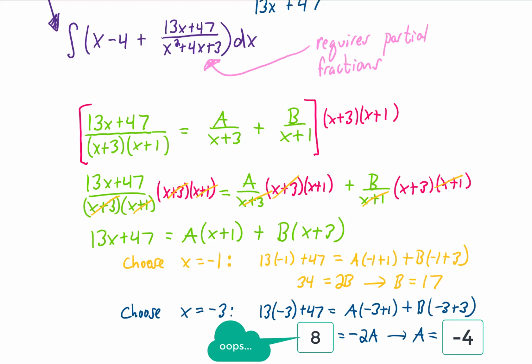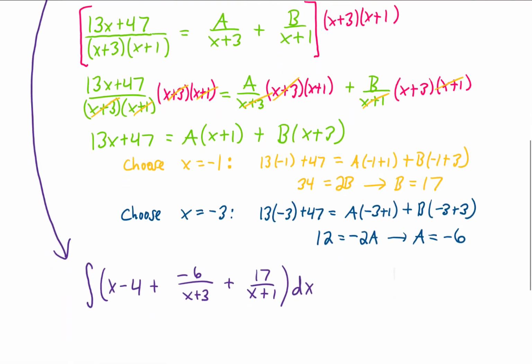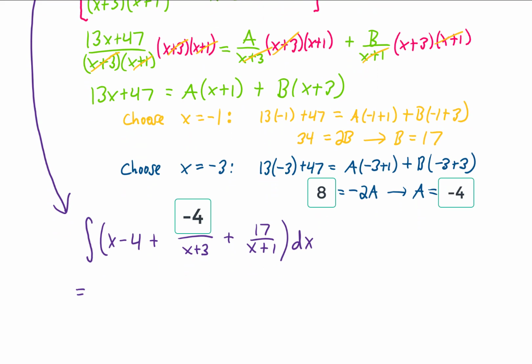Now, we did all of that partial fraction work just so we could rewrite this integral one more time. Because now, instead of this term in our integrand, we're going to be using this term, using a equals negative 6 and b equals 17. And that looks like this. This leaves us something that we can integrate pretty quickly.